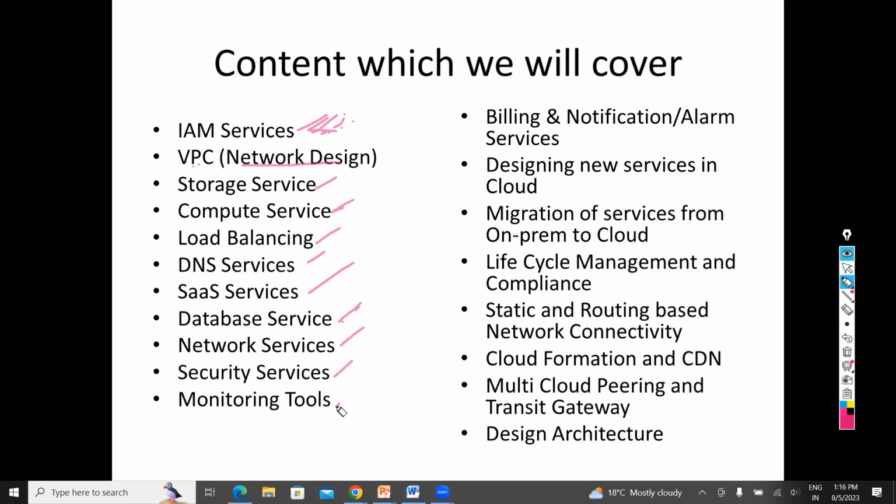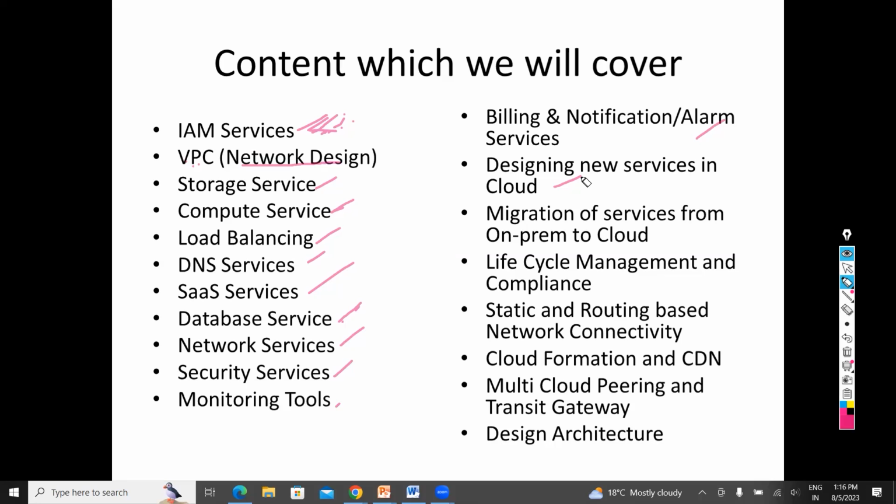Then what are the billing and notification services, what are the alarms, how we can trigger them, and the design of new services. Let's suppose we have to design any new application, or we have to create a new database, then how we can design. It is not like in other legacy platforms where the company gives you, okay, this is an F5 or this is a firewall, so you have to manage that. In the cloud, you have to know what service you have to launch, where you have to launch, and why you have to launch.